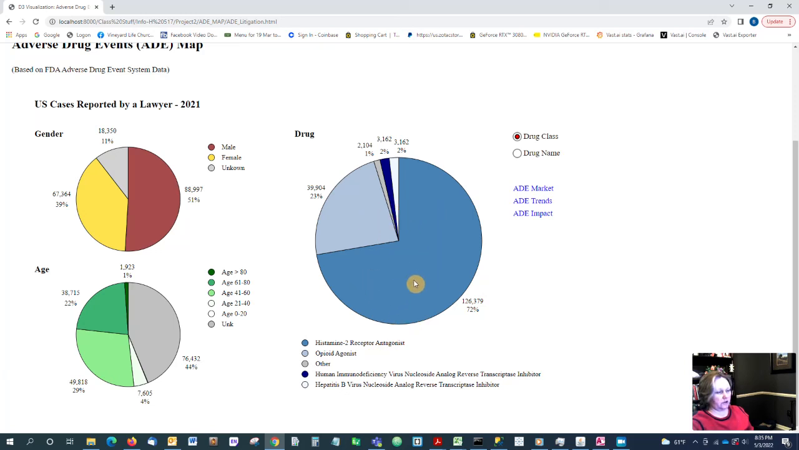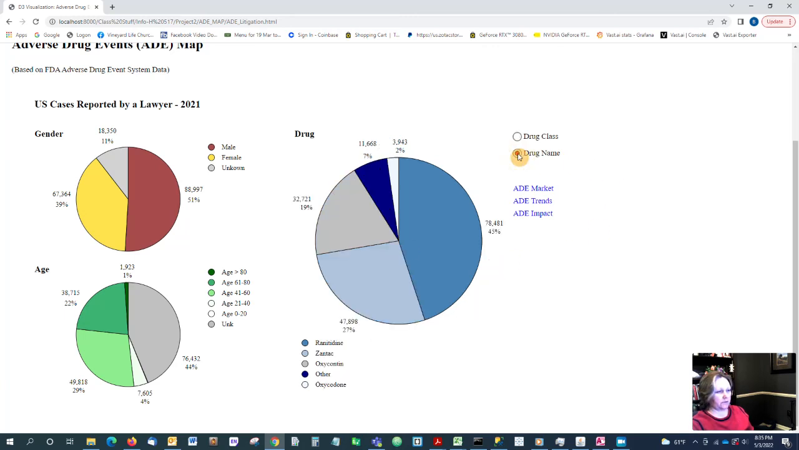This dark blue section is a histamine class, which was actually related to Zantac, the highest ranking drug for 2021. You can see the next highest is an opioid class. You can also filter this for the specific drugs. You can see Zantac and its generic equivalent were these two very large sections here. So it just gives an idea that most of the cases reported by lawyers were for a few drugs and a few drug classes.